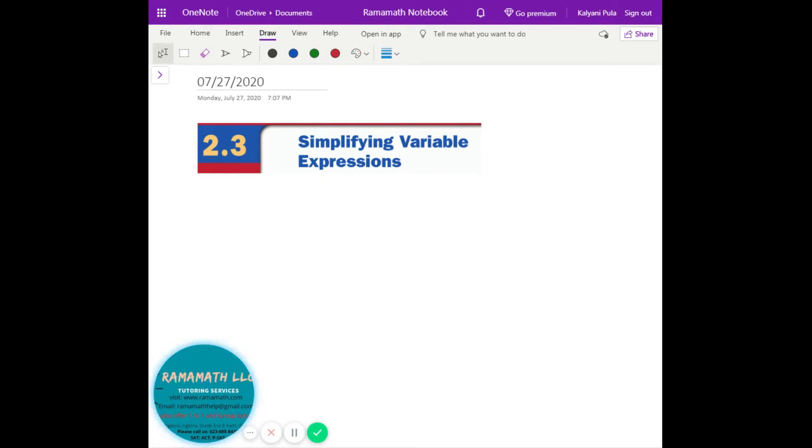Today's lesson is simplifying variable expressions, but we did this one in the last session, and we'll continue this one, and right now we're going to do practice questions on this. Okay, so now let's look into this question right here.